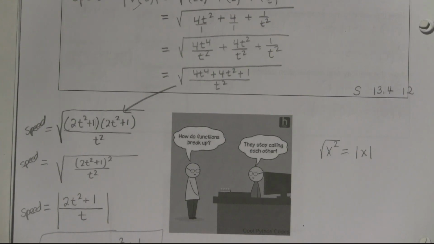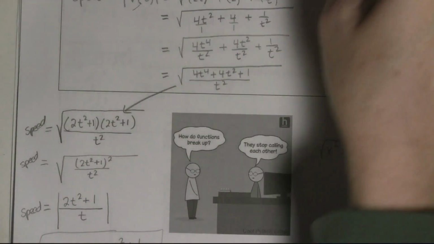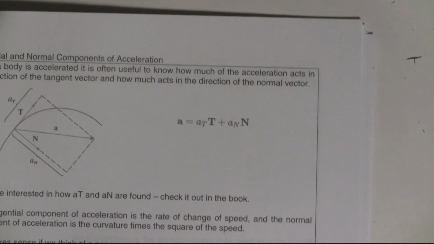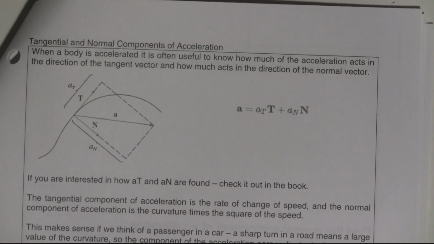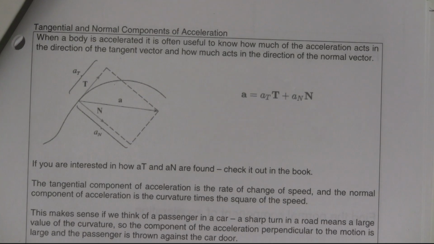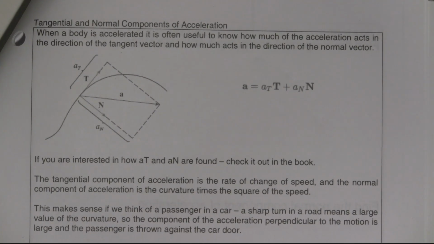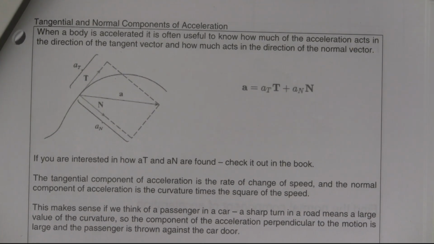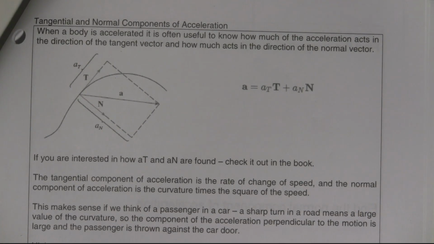And now we're going to look at, what are we going to look at? Tangential and normal components of acceleration. So when a body is accelerated, it is often useful to know how much of the acceleration acts in the direction of the tangent vector and how much acts in the direction of the normal vector.